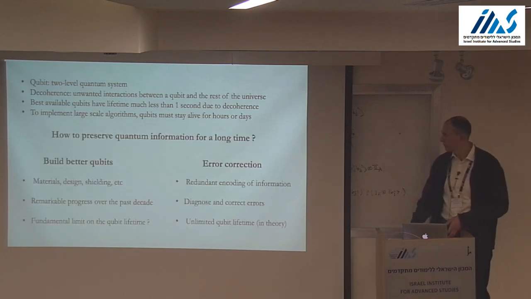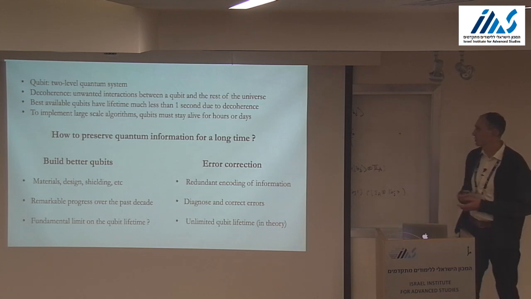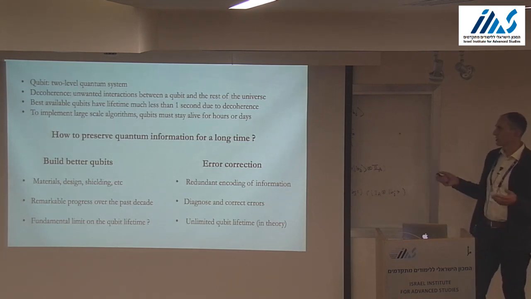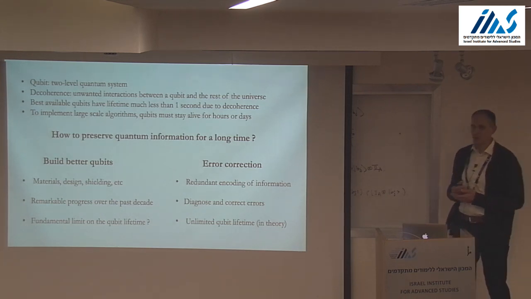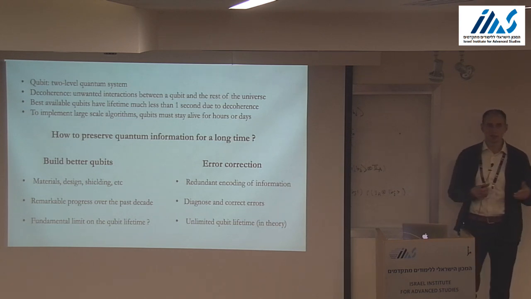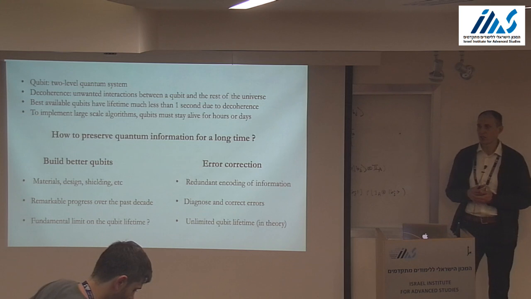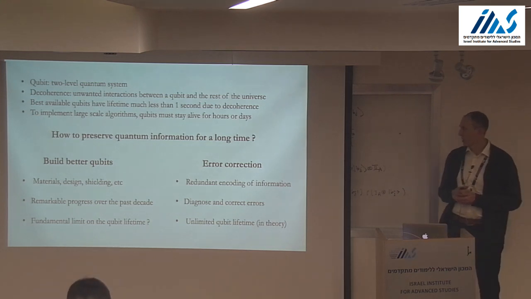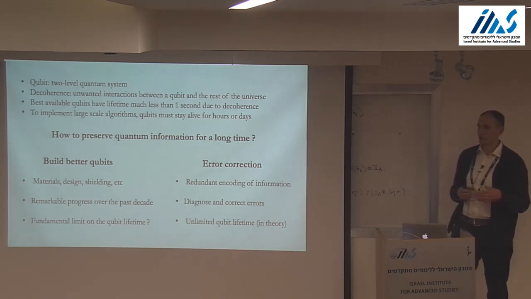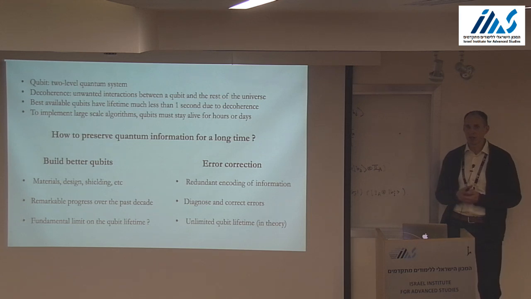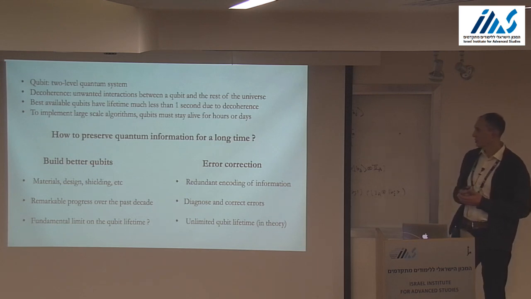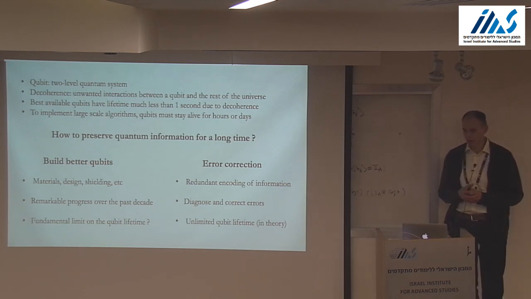And basically, we have two options. One solution is simply to try to build better qubits. And there was indeed a very remarkable experimental progress over the last decade. But perhaps there is a fundamental limit on how far this approach can take us. And today I will talk about an alternative approach, which is quantum error correction.